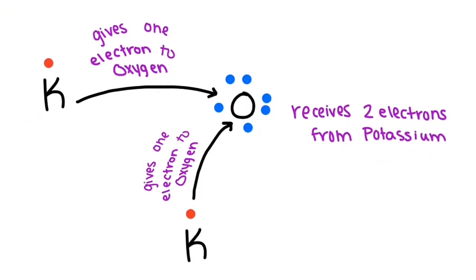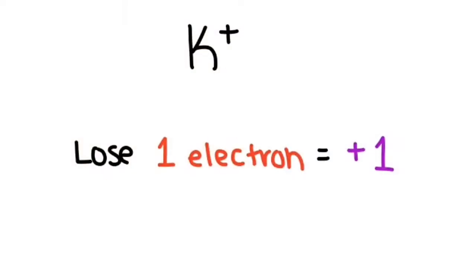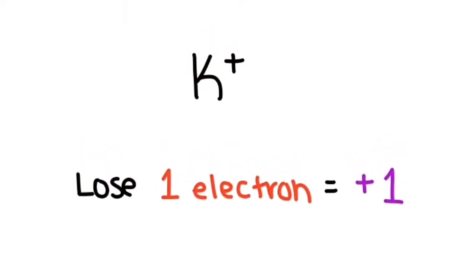Because potassium will lose one of its valence electrons to oxygen, potassium can now be viewed as potassium plus 1.